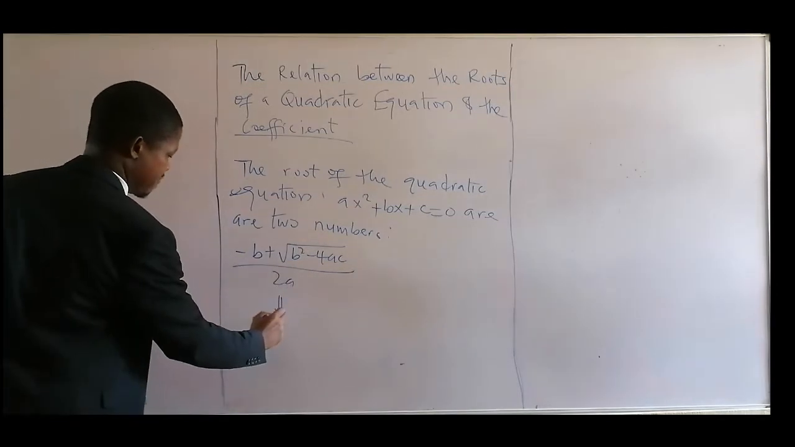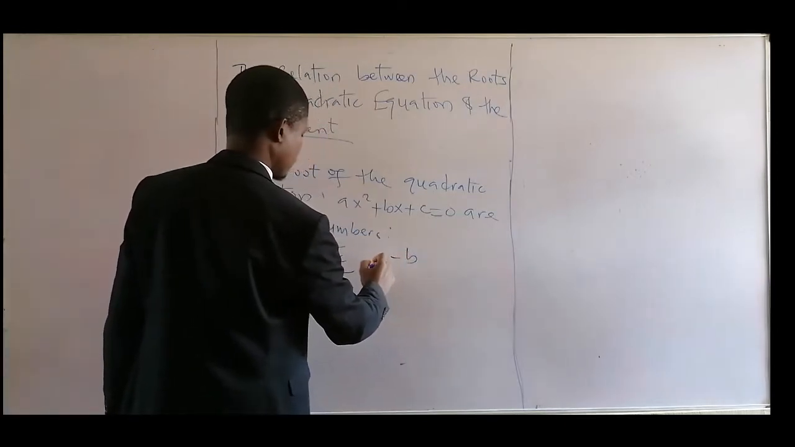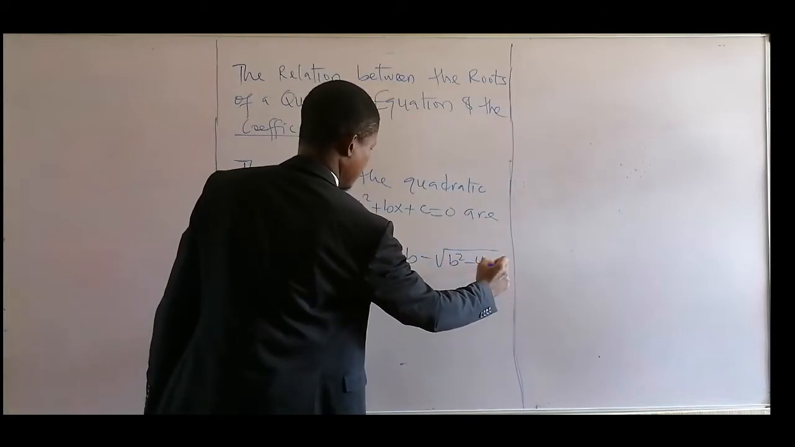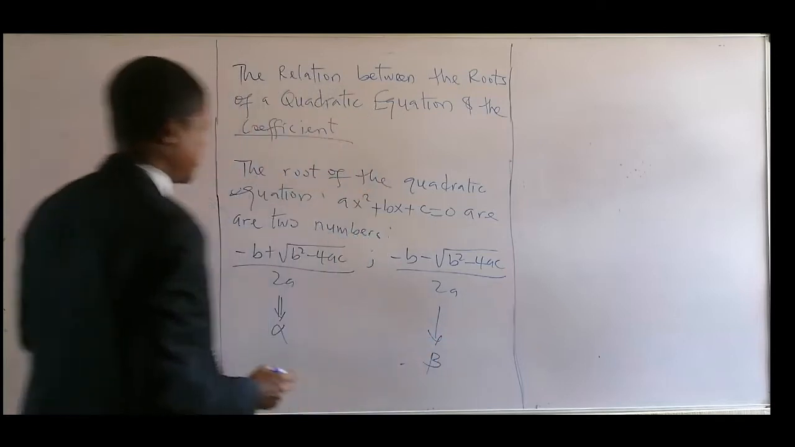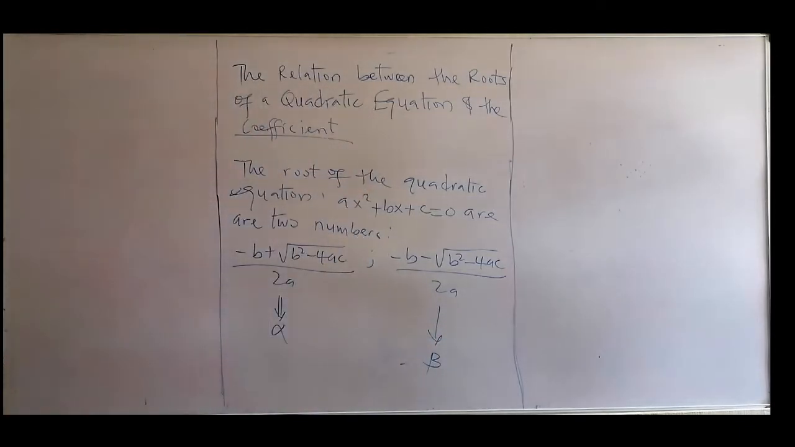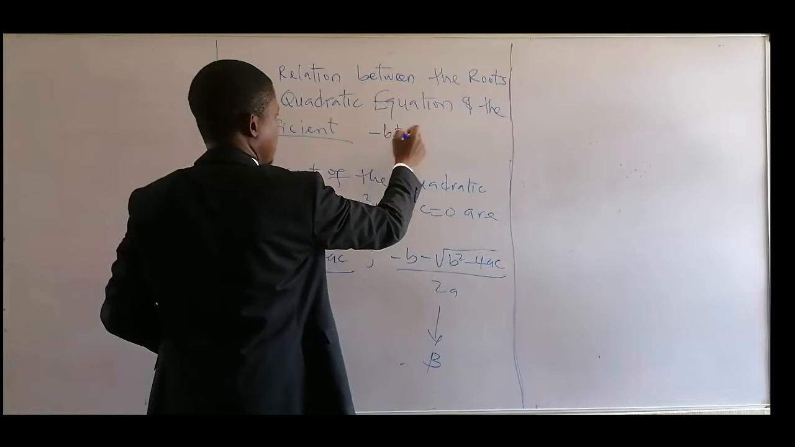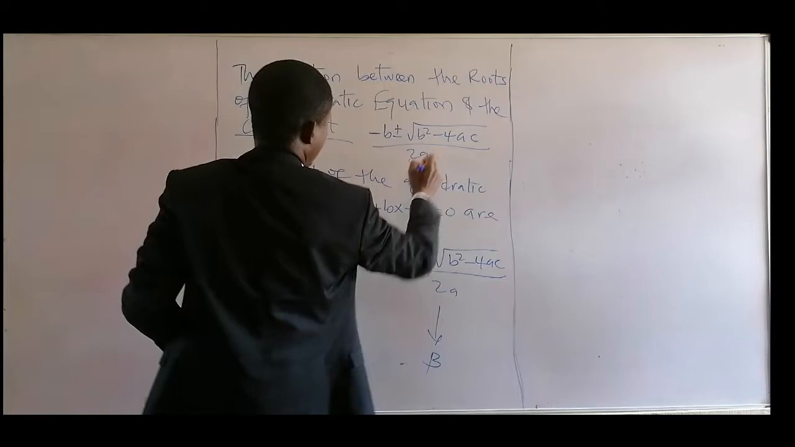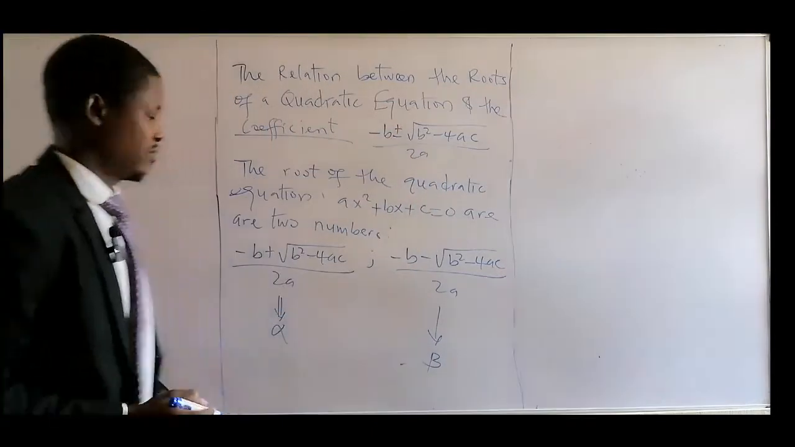Let's call this one alpha. The other one is minus b minus the square root of b squared minus 4ac, over 2a. Let's call this one beta. So these are the two roots of the quadratic equation. And don't forget, the quadratic formula is of this form, minus b plus or minus the square root of b squared minus 4ac over 2a, the plus for the case of plus and the minus for the case of minus.